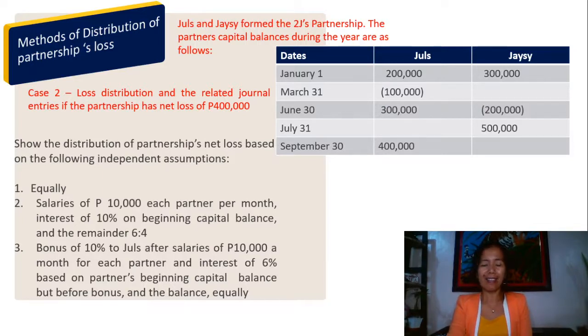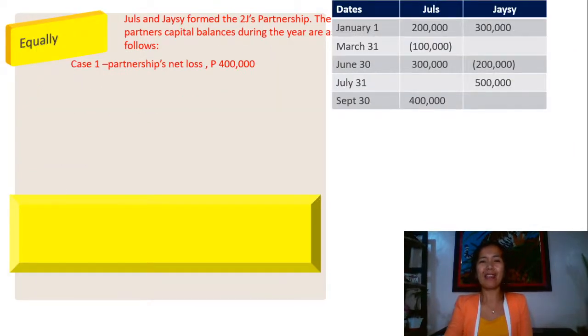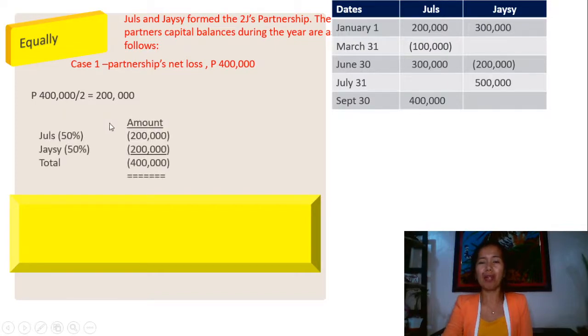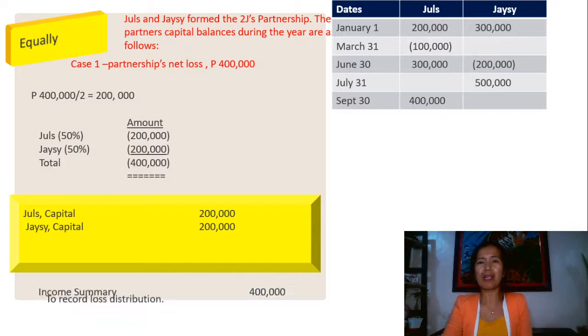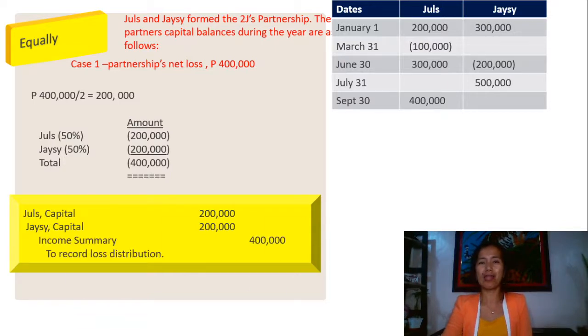Let's answer first the first assumption, which is equally. Since our net loss is 400,000 pesos and we have two partners, Jules and JC, their respective share is 200,000 pesos. That is 400,000 divided by 2. Our entry would be, since this is a net loss, we debit the capital accounts of the partners and we credit the income summary account, 400,000. So that's the answer for assumption number 1.